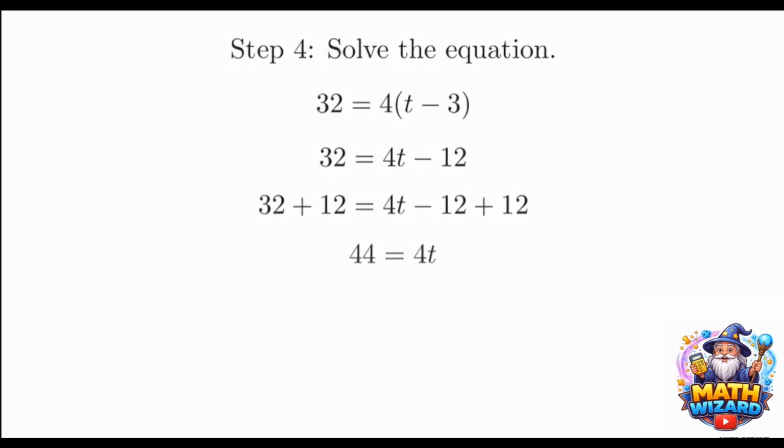We're almost there. We have 4 times t, and we want to find just t. The opposite of multiplying by 4 is dividing by 4. So we divide both sides of the equation by 4. 44 divided by 4 equals t. 44 divided by 4 is 11, so t equals 11. This means Tom's current age is 11 years old.